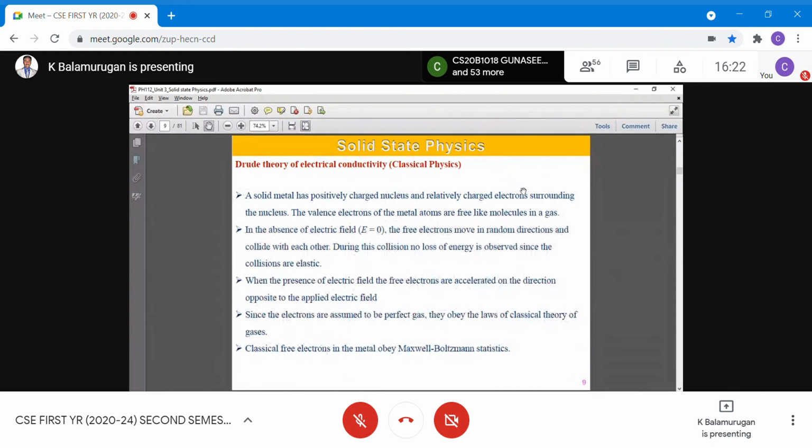So, Drude theory of, do you see slide number 9? Yes, sir. So Drude theory of electrical conductivity is basically developed for metals. Conductivity of metals, how metals conduct electricity. Of course, the same theory can be extended to heat conduction also. Conductivity of electricity and thermal energy. So Drude theory of electric conductivity is mainly for metals, meaning metals in the solid form.